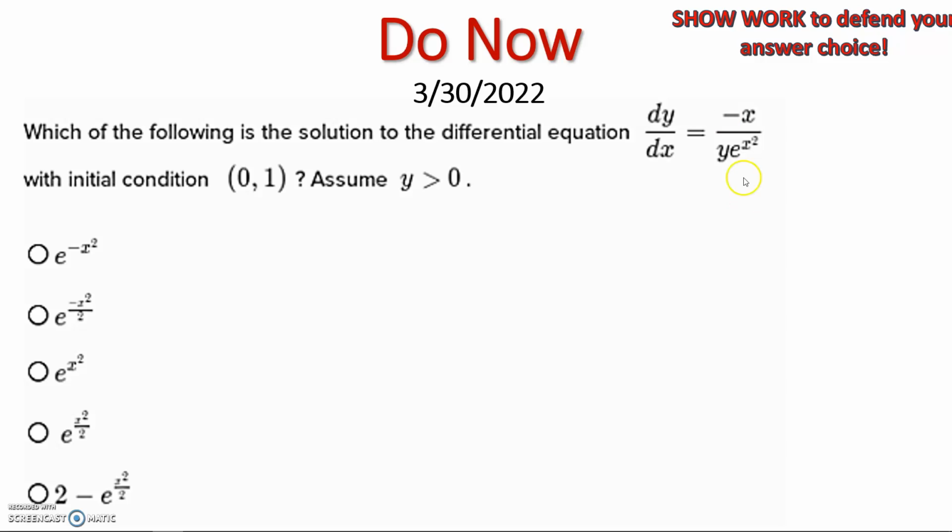So go ahead and try to separate these into a separable differential equation, and then integrate both sides and use that initial condition in order to figure out which of these makes the most sense. Feel free to send me your solution for feedback, and I will provide that for you on Teams.